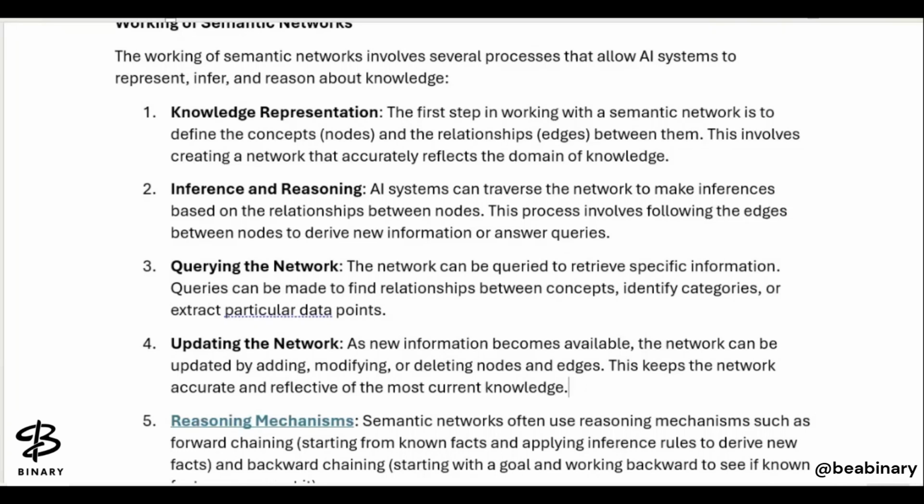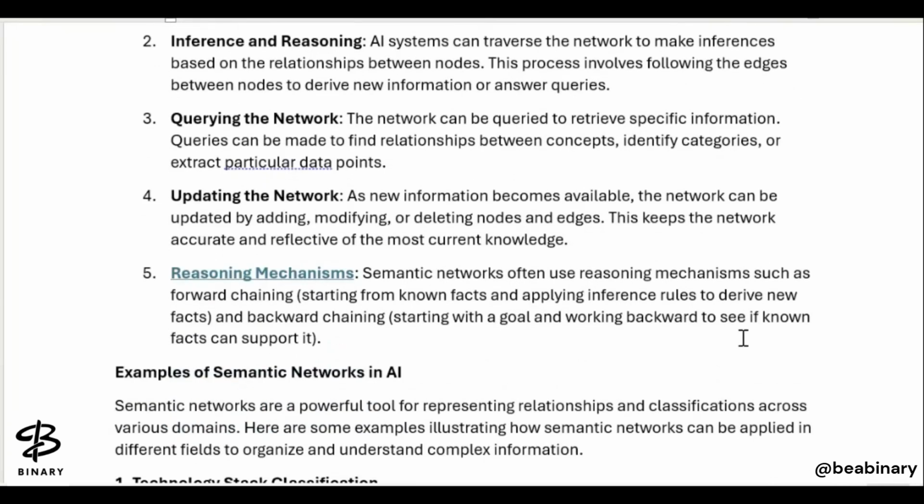Now the reasoning mechanism. What comes under the reasoning mechanism? Semantic networks often use reasoning mechanisms such as forward chaining. We will discuss this also in our unit, starting from known facts and applying the inference rules to derive new facts. We will discuss all these examples. First, in our tomorrow's lecture, we will discuss the semantic graph example also. We will discuss the working also with the help of a graph. And the first order logic we also discussed.